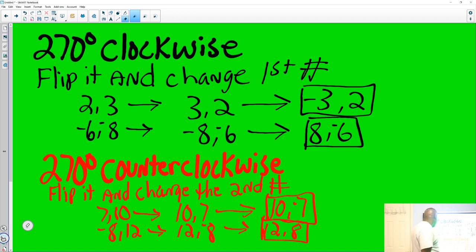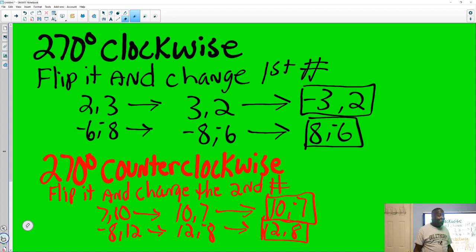270 counterclockwise. I got 7 and 10 right here. I flipped it to 10 and 7, and then I changed the second number. It's not 10 and 7 anymore. It's 10 and -7. This one right here, negative 8 and 12. I flipped it, and then I changed the second number to a positive 8. It's 12 and 8. Everybody see it?